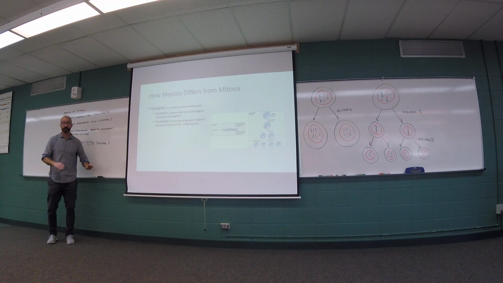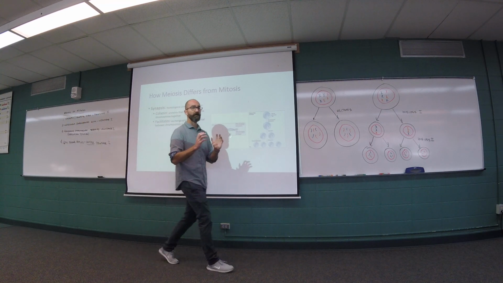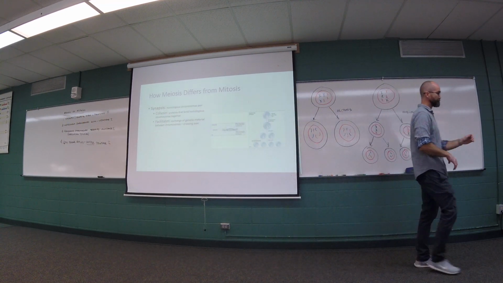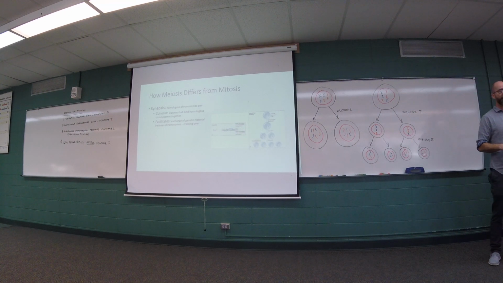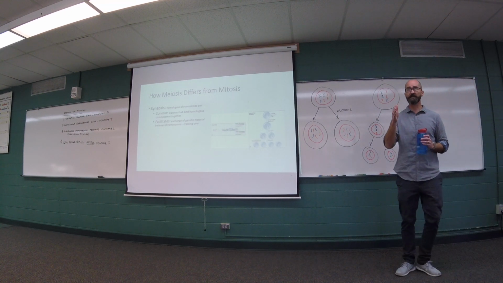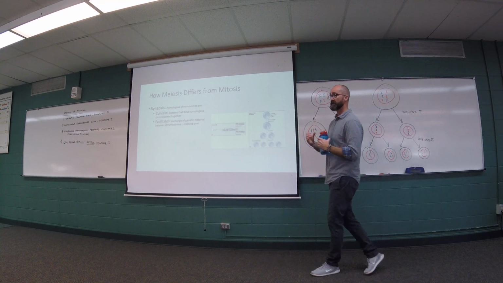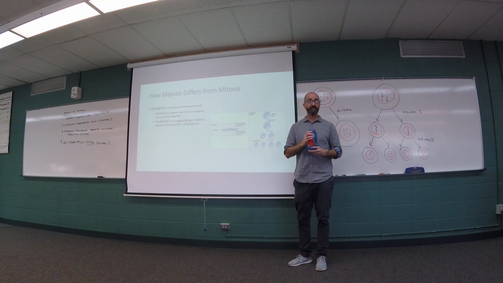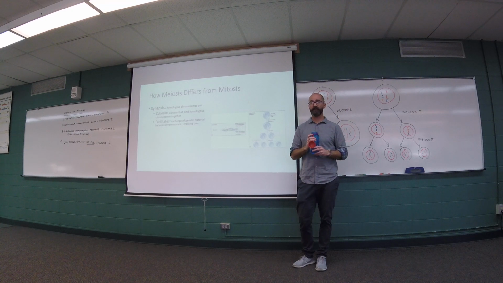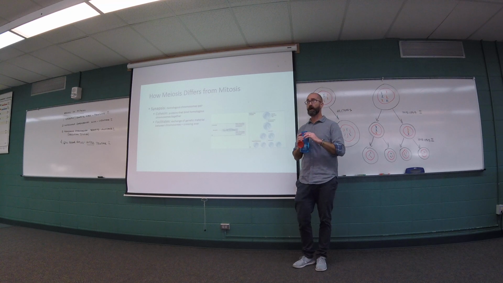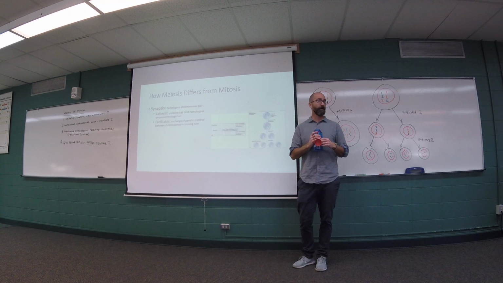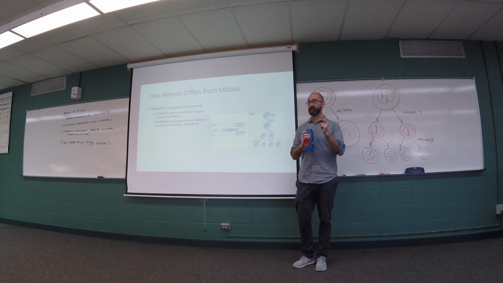Okay, so let's talk a little bit more about the differences between mitosis and meiosis. The first and primary difference is this idea of synapsis. Remember, this happens in prophase 1. Synapsis is the process of homologous chromosomes pairing up, and it facilitates that crossing over, which increases genetic variability by creating recombinant genes, or genes that have genetic material from different sources.